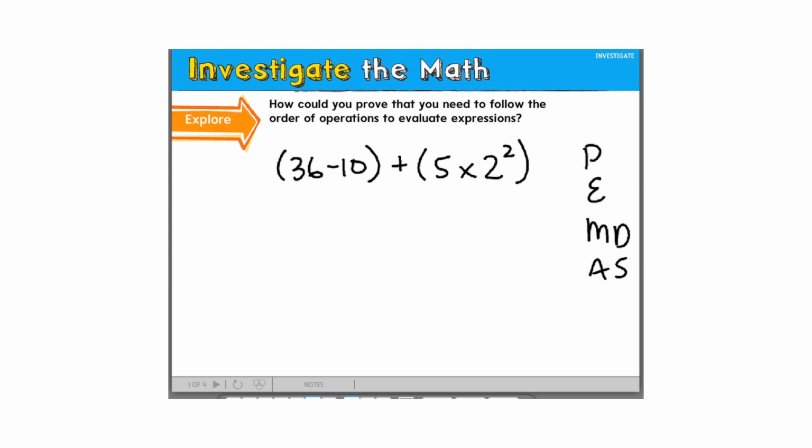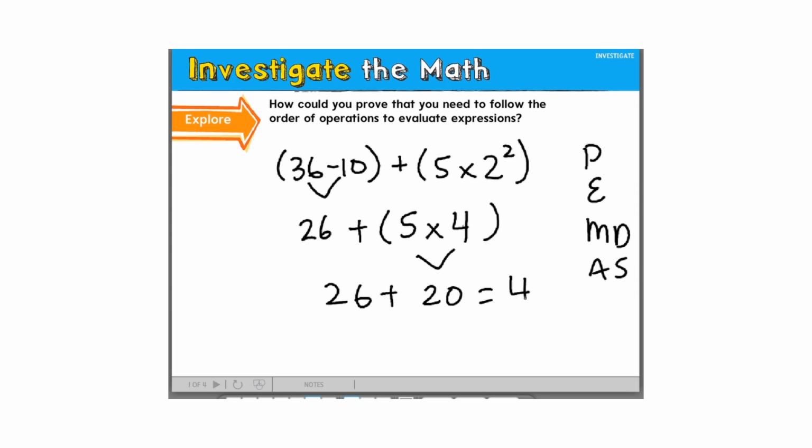So we're going to do both of the parentheses first. 36 minus 10 gives me what? 26. Now I still have 5 times 2 to the second power in the other parenthesis. 2 to the second power, what does that equal? 4. Because it's 2 times 2, right? So this really equals 4. I'm going to make this a 4. And 5 times 4 is 20. So now I have 26 plus 20, which is 46.